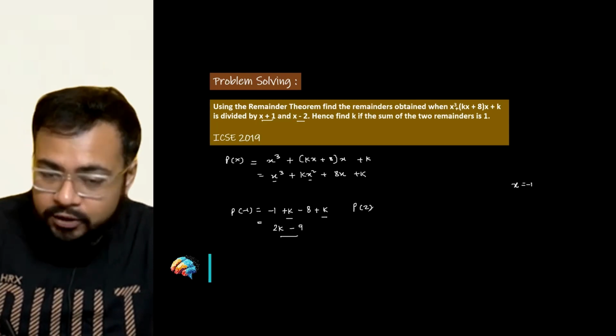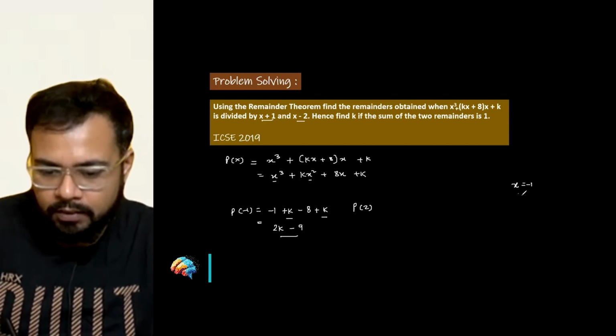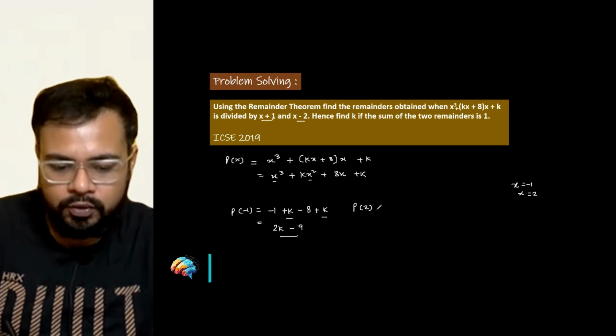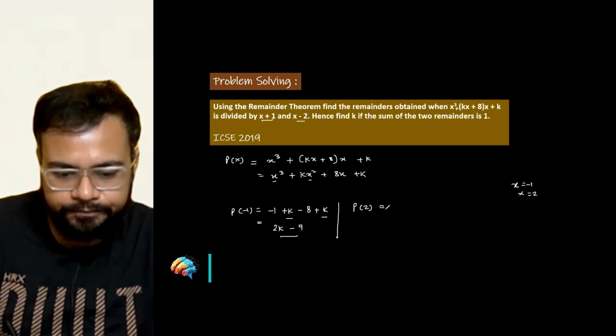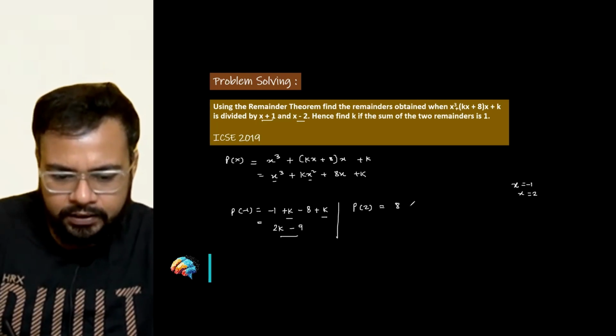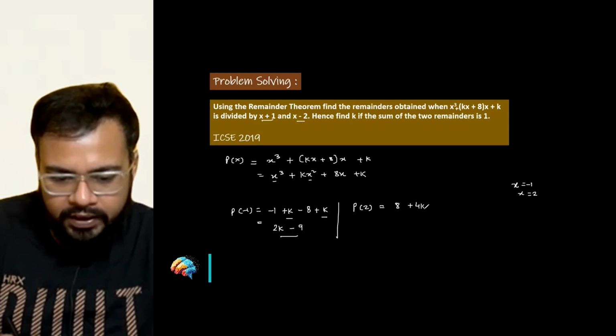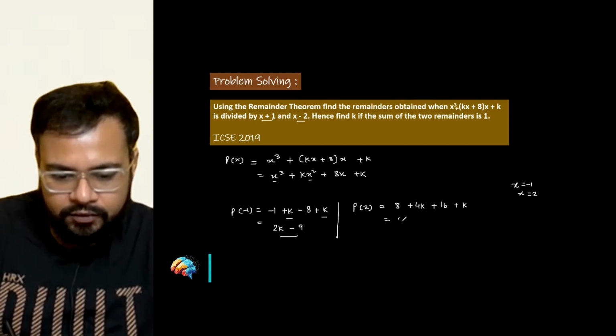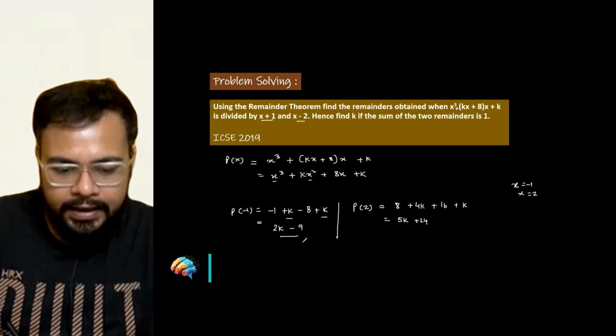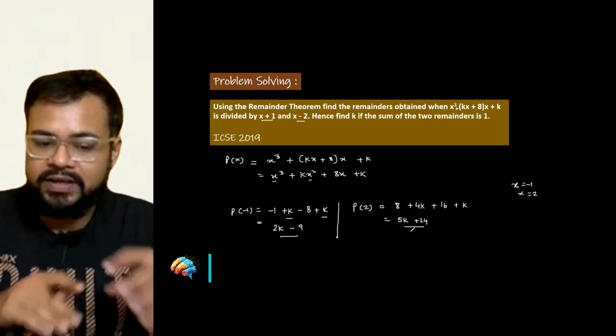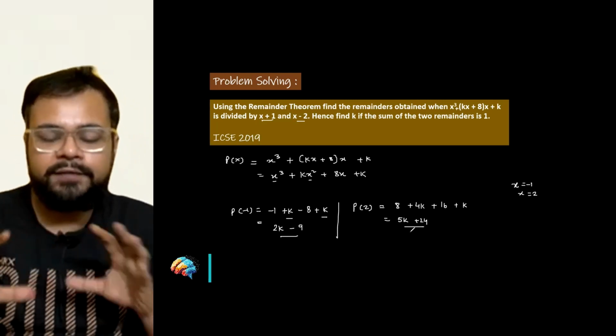That should be P(2) by the remainder theorem, because if you compare x minus 2 equal to 0, it will give you x equal to 2. So your P(2) should be 8 plus 4k plus 16 plus k. That gives you 5k plus 24. So these are the answers for the first two parts.